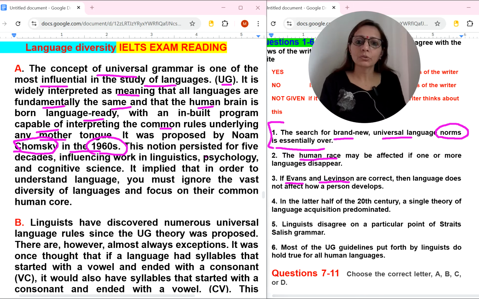Okay, this notion persisted for 5 decades, influencing work in linguistic psychology, cognitive science. It implied that in order to understand language, you must ignore the vast diversity of languages and focus. So here they are not talking about any universal language norms. So I am looking for norms kind of thing and search kind of thing. So the second paragraph we will read.